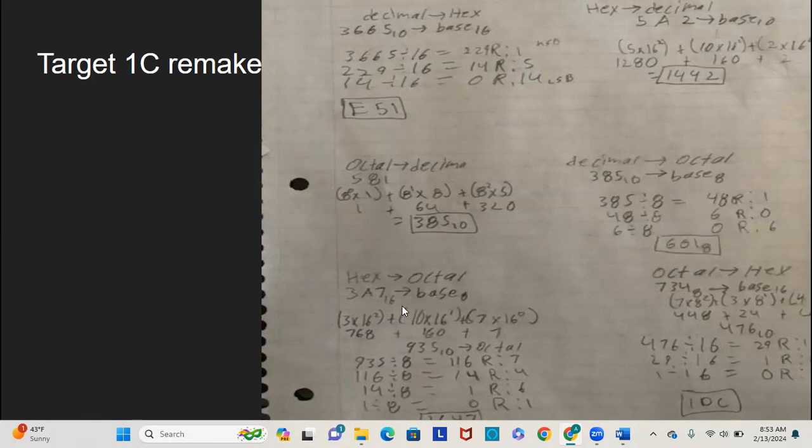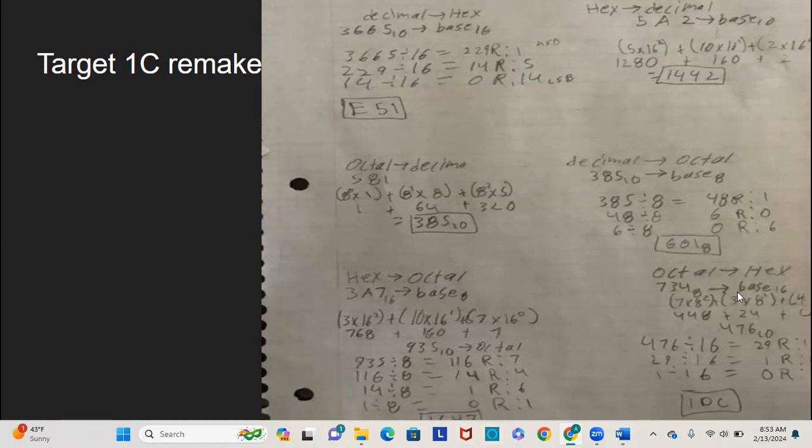Now to go from hex to octal, what I did was I converted 3A7 base 16 to base 10. And then I took the base 10 version and made it octal, and I got 1647. It cut off right here, but that's 1647.